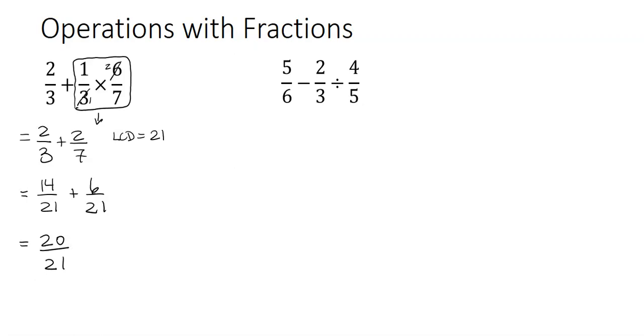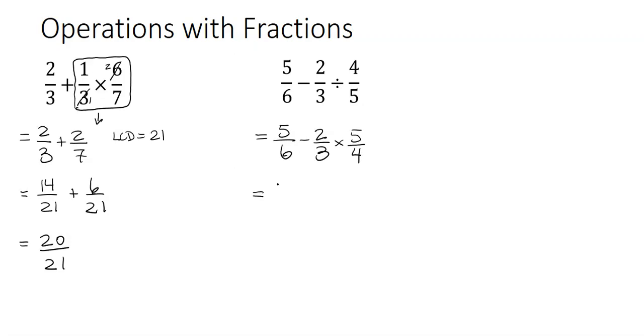All right. In our next question here, we have 5/6 minus 2/3 divided by 4/5. Again, identify what you are going to do first. It's the division. So as always, we work down, we'll put our equal sign. We'll just bring down this 5/6 for now, and we'll figure out what 2/3 divided by 4/5 is. Remember, when we do division with fractions, we multiply by the reciprocal. So we'll start off by writing that out, and now we can perform our multiplication.